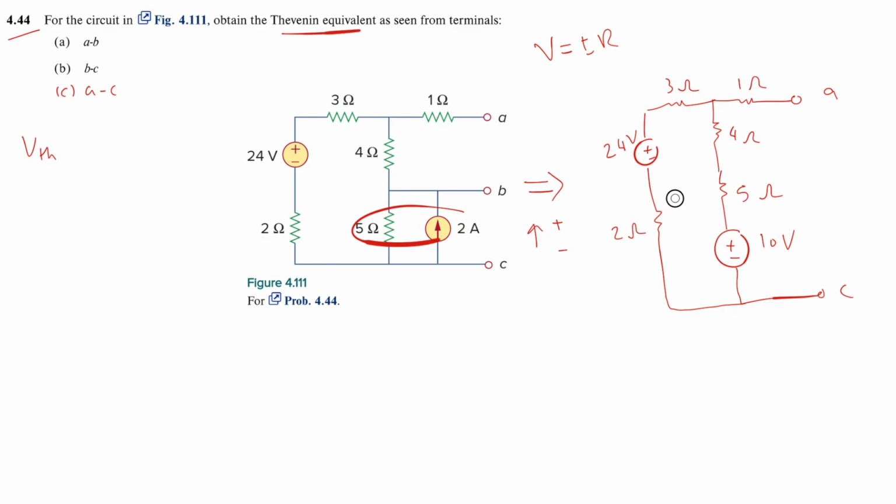Now we can do a mesh analysis for this loop. This is I. So what would be the equation here? So if I start from here, going like this, then 2i minus 24, right? Because the first sign I see is negative here. This is plus, minus, this is our assumption, plus, minus, plus, minus, plus, minus. Okay, so minus 24 plus 3i plus 4i here plus 5i plus 10 is equal to 0. We did KVL here. Is there any current flowing here? No. Why? Because it's an open circuit here.